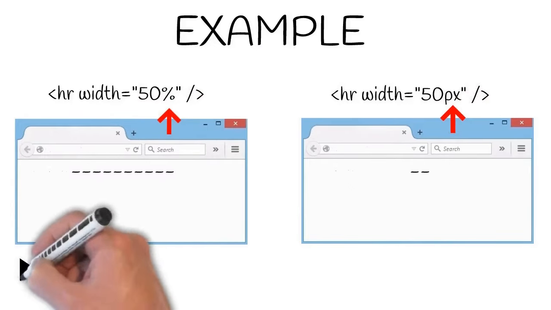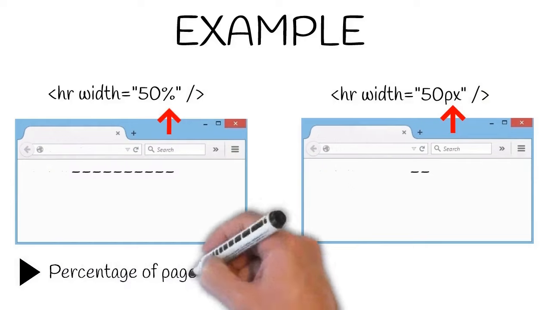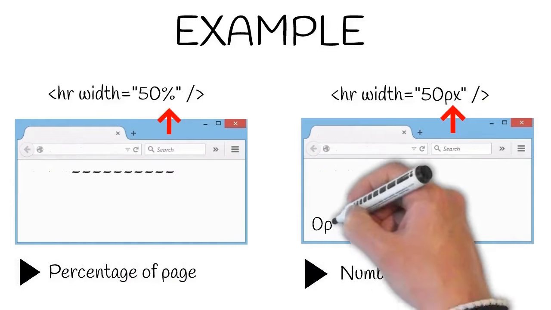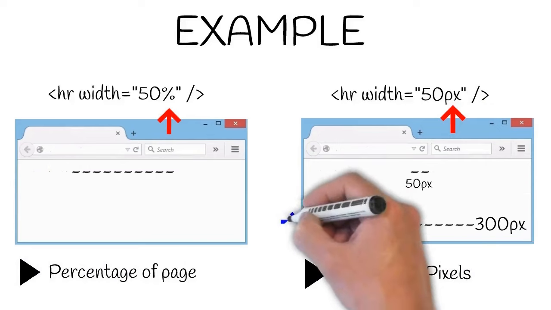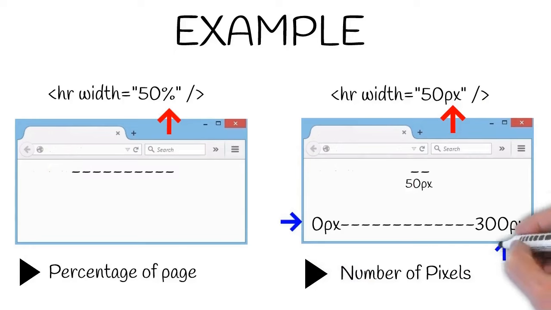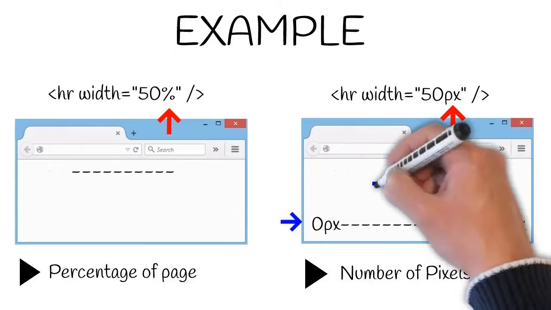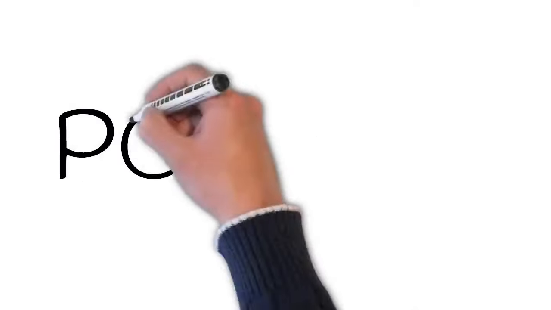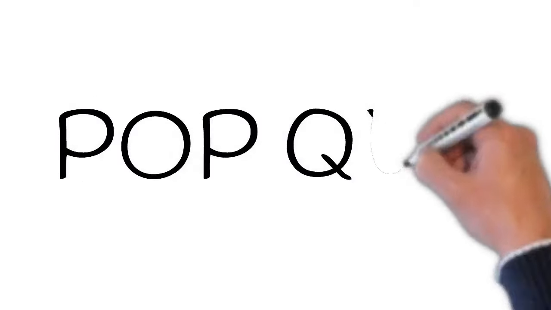Now horizontal width at 50% is greater than horizontal width at 50 pixels. Now why is that? Because percentage is total percentage of the page versus 50 pixels is the number of pixels on the page. Now if there's 300 pixels across in width and it's only 50 pixels, it will only take up 50 pixels worth of that total 300 pixels in width, if that makes sense. So now let's take a pop quiz.